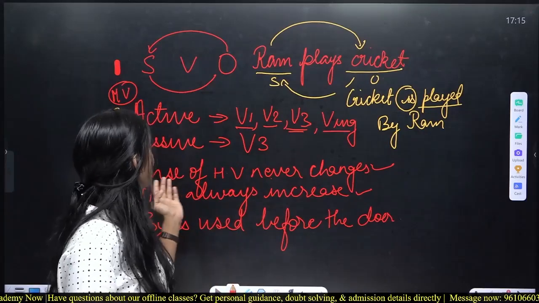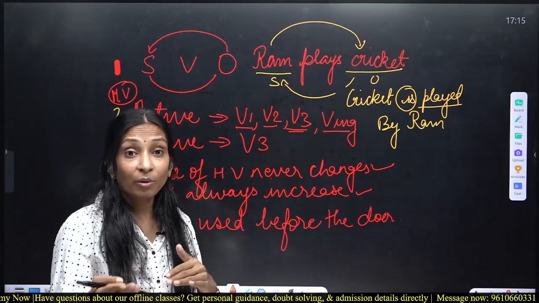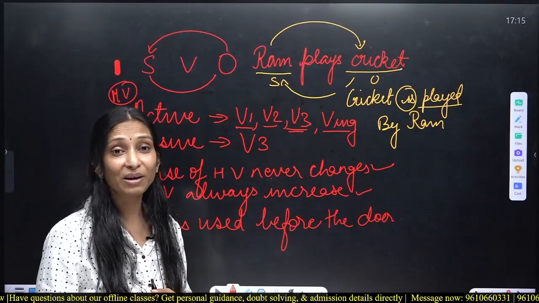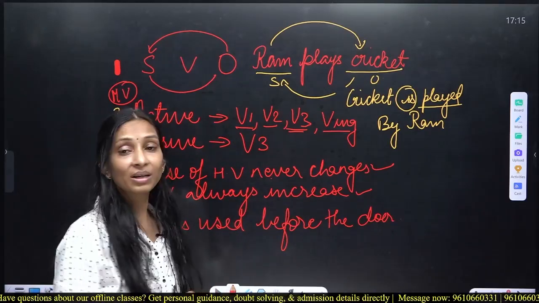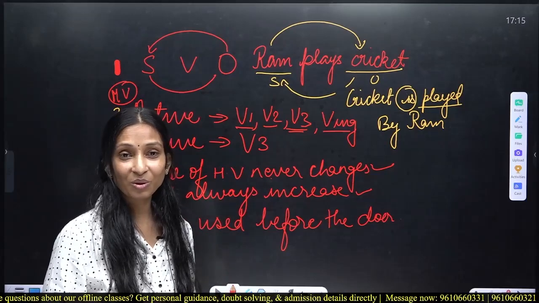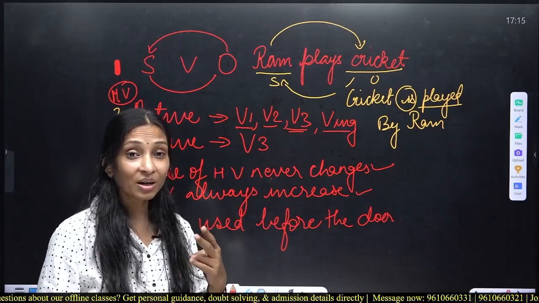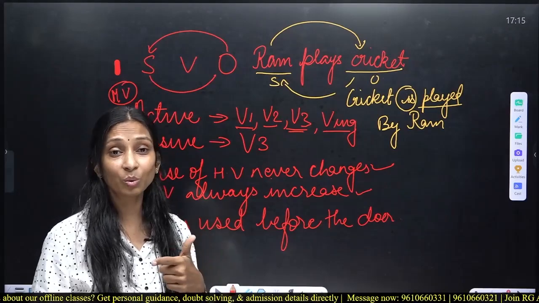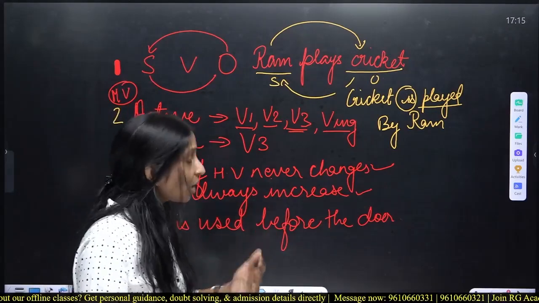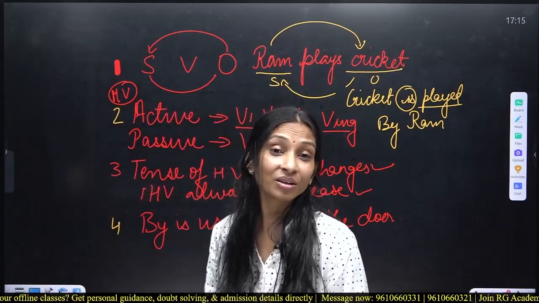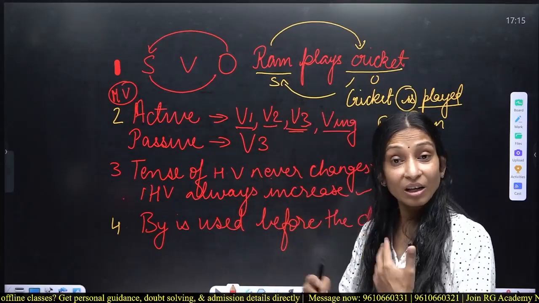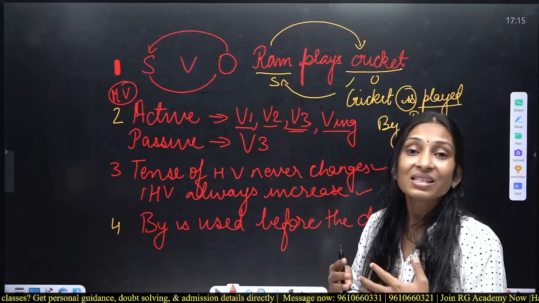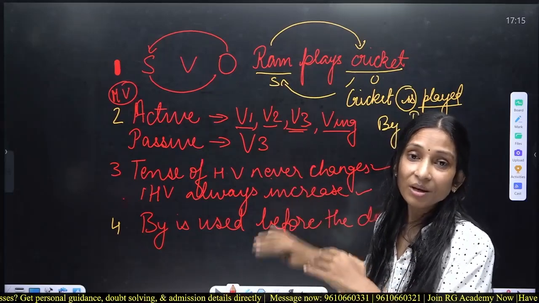Let's talk about the third rule. One helping verb always increases and the tense of the helping verb never changes. And the fourth rule is by is used before the doer but not always. In two conditions, by is not used: when the doer is automatically known and when the doer is unknown. Okay, so now we can move forward and look at a few sentences. We can solve a few questions to understand active and passive voice better.